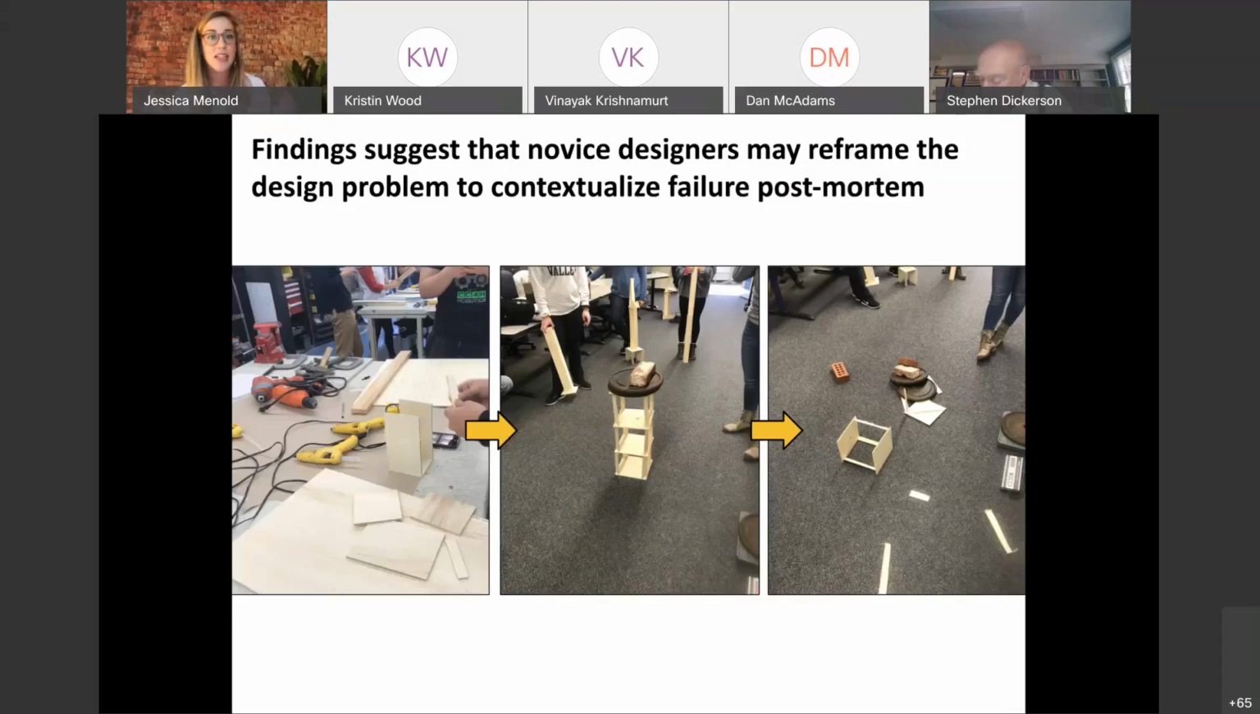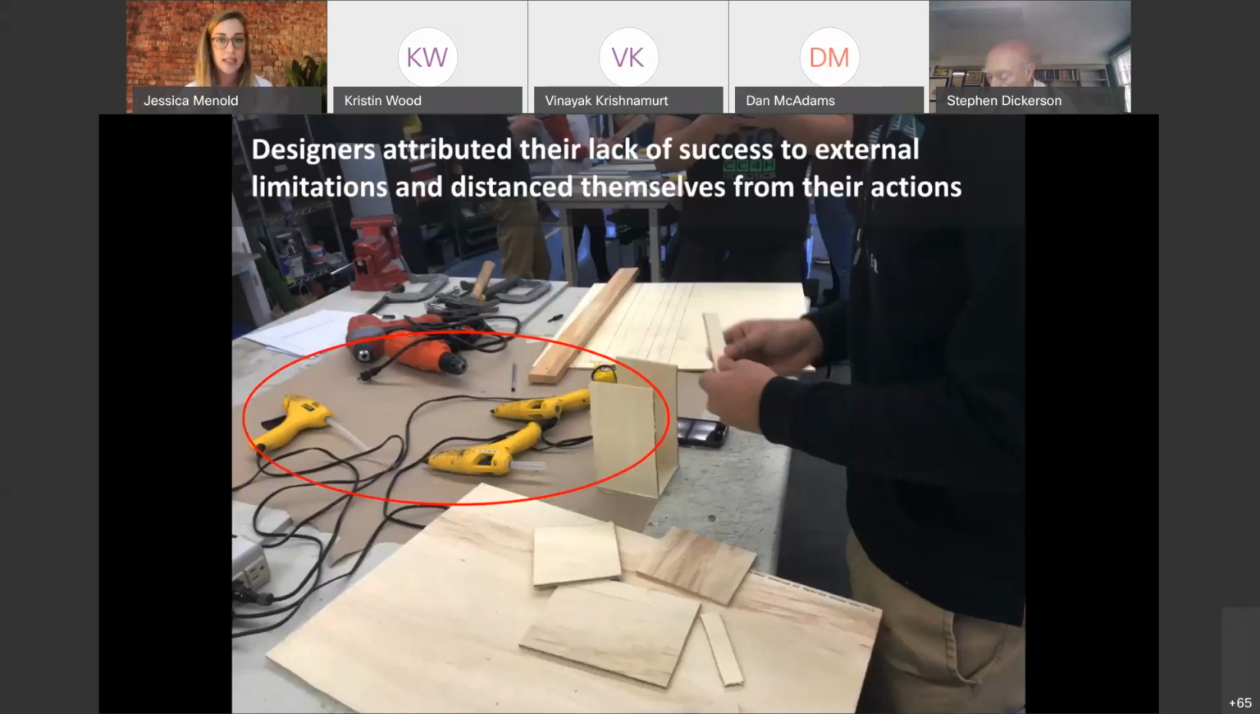So for example, we had one individual state that his design was a perfectly designed tower because it used as little glue as possible. However, that was not one of the performance objectives that we gave this student, right? It was about weight, strength of the tower, aesthetics, and so glue had very little to do with it. However, they reframed the problem itself to lessen the severity of their failure.